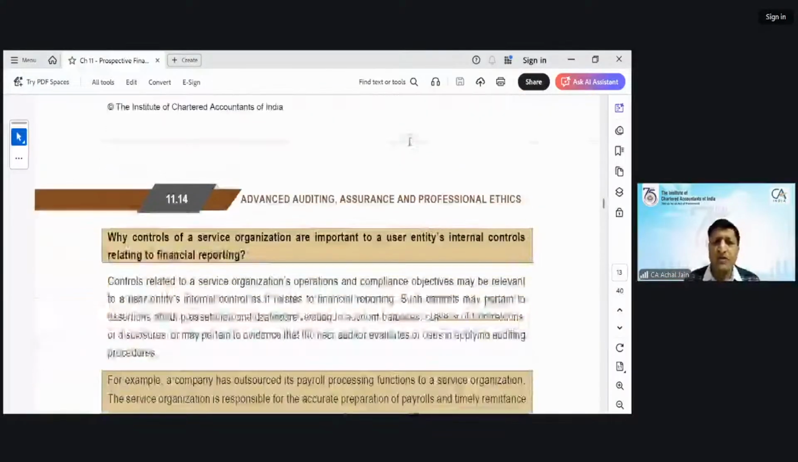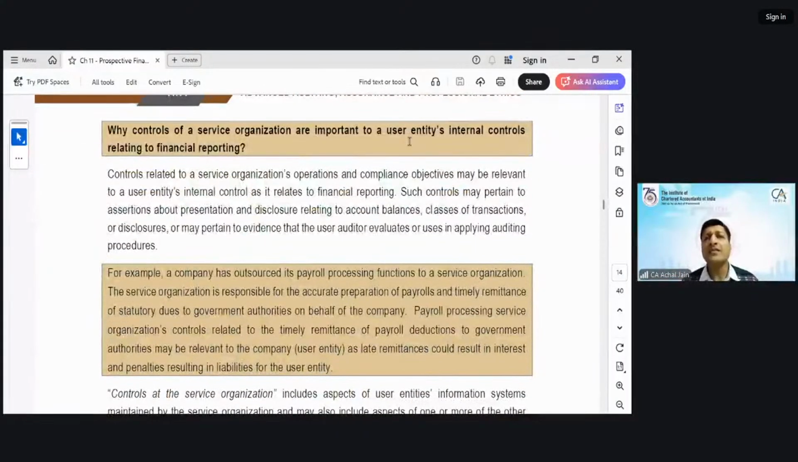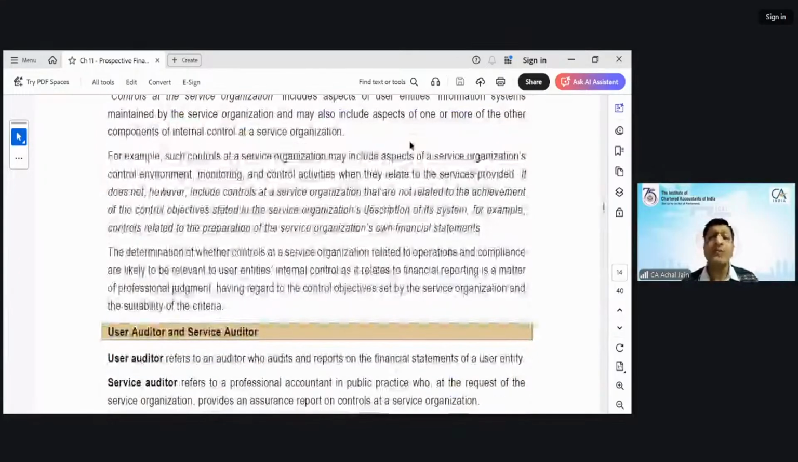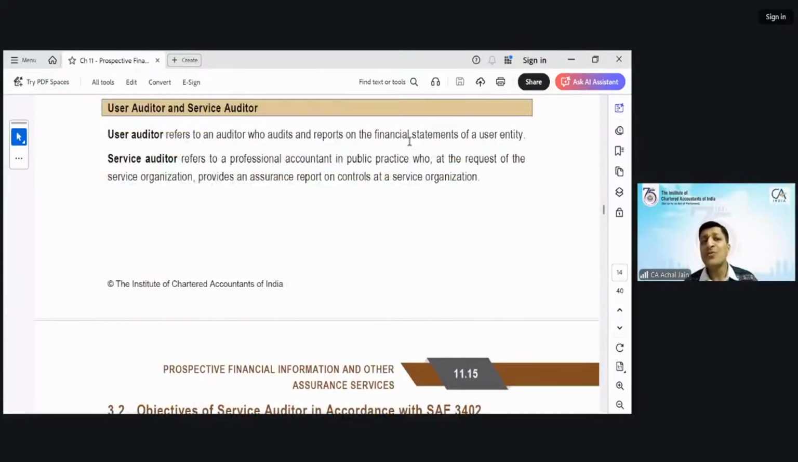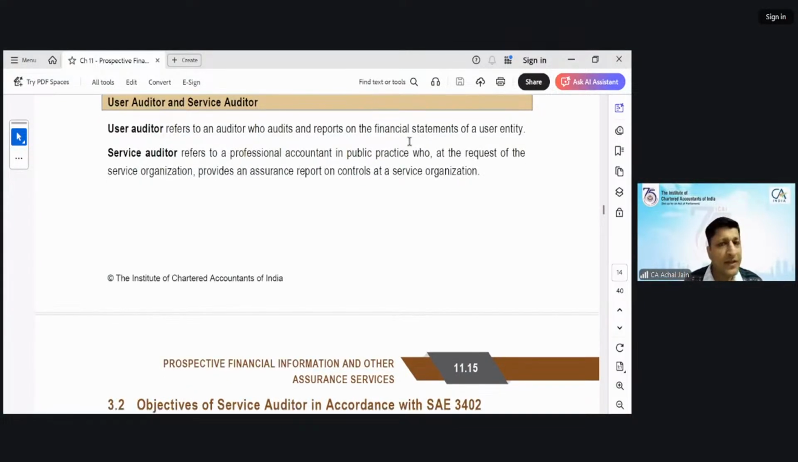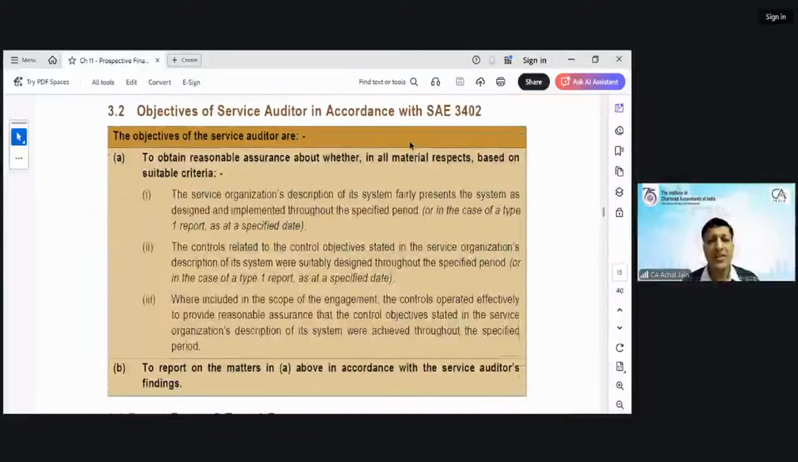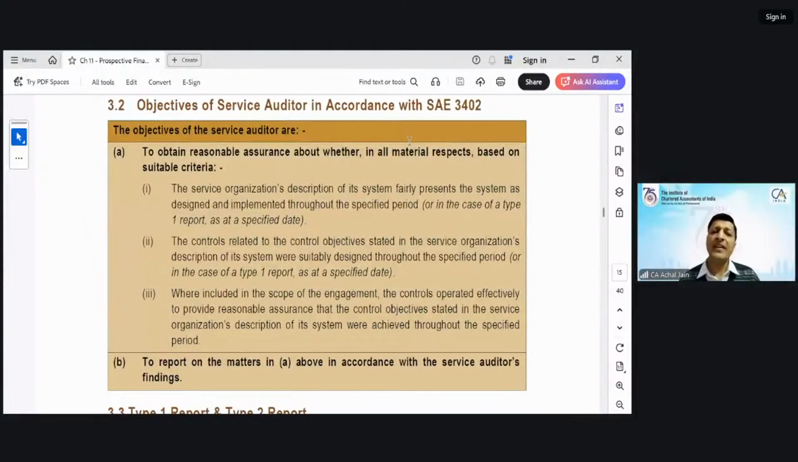What is a service organization? We have looked at it. Now, why are the controls of the service organization important to the user entity? That is again something we have looked at. That is a very important aspect. Now, who is the user auditor? The auditor of the user entity. Who is the service auditor? The auditor of the service entity. Now, in this case, objectives are very clear. We are talking about the service auditor, meaning the auditor of the service entity. We are not talking about the auditor of the user entity.